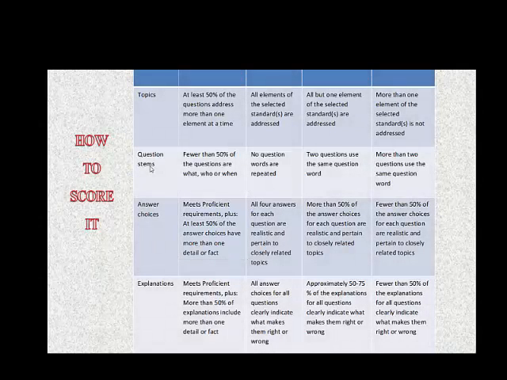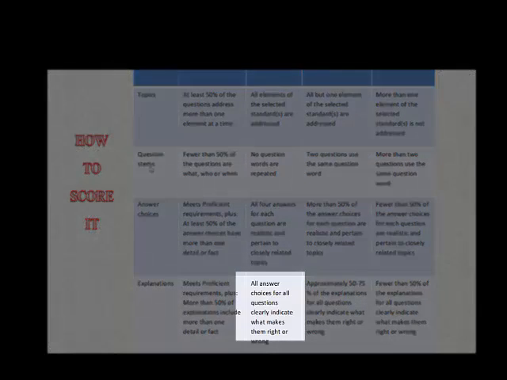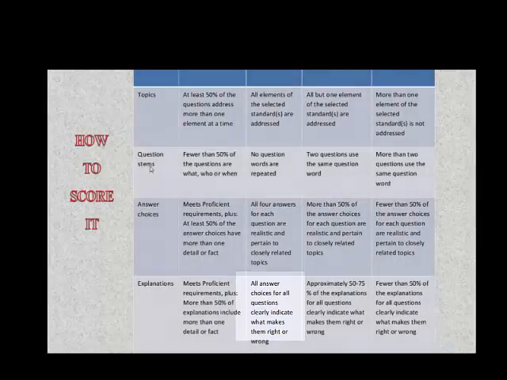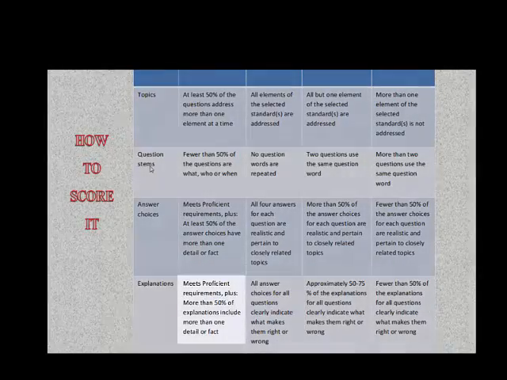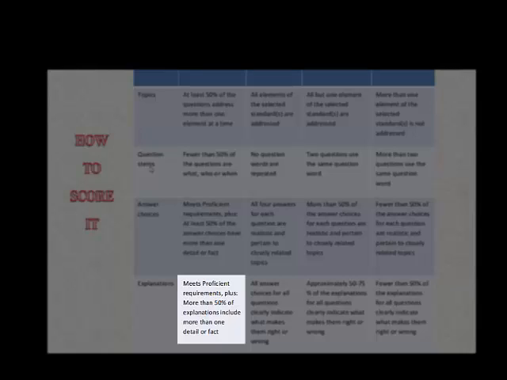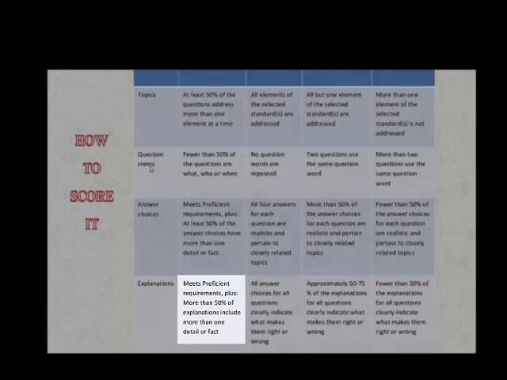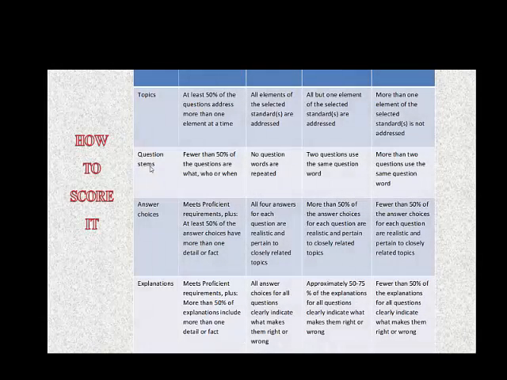Similarly, for explanations at the bottom, to attain proficiency, a student would write all the answer choices in a way that they clearly indicate what makes them right or wrong. To achieve advanced, the explanations are going to be deeper. The explanations will include more than one detail or fact. So if you take a look at this whole rubric, what you're going to see is that it allows for a lot of creativity on the student's part.